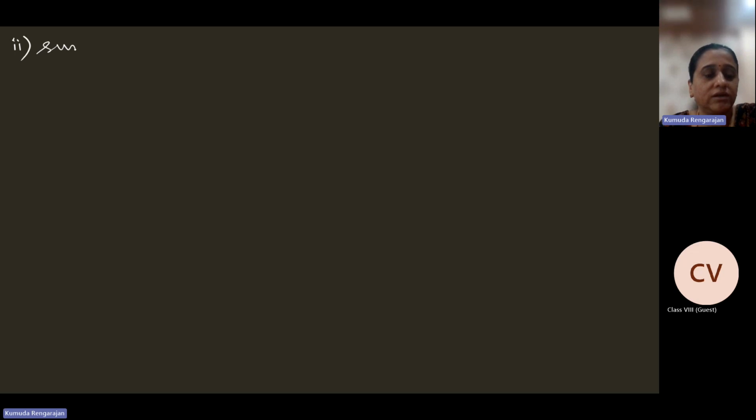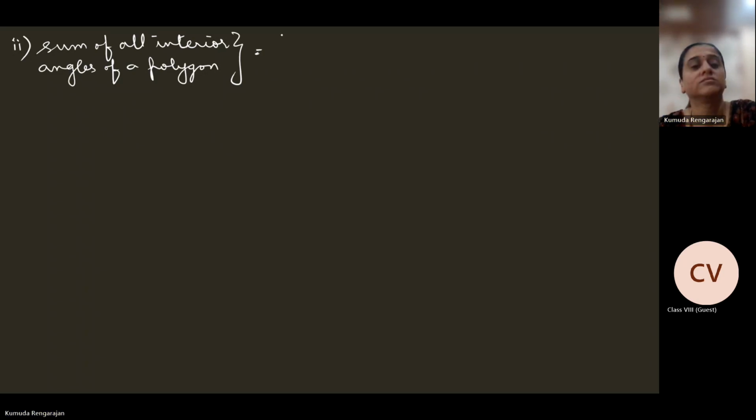Now tell me, what is the formula to find the sum of all interior angles of a polygon? n minus 2 into 180. n minus 2 into 180 degrees is the formula to find the sum of all the interior angles in a polygon.